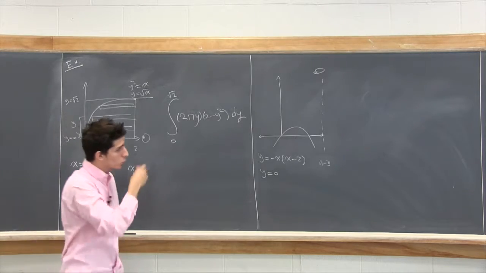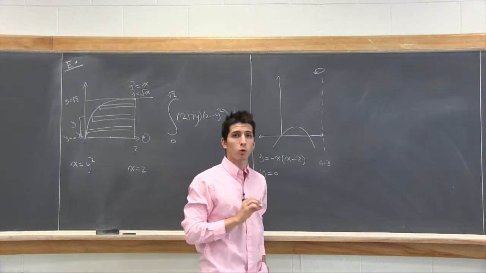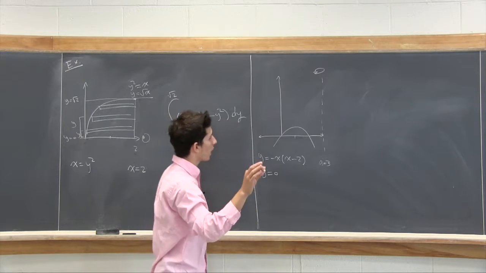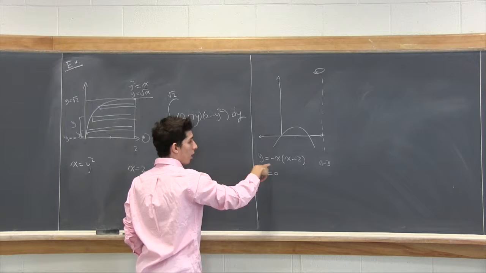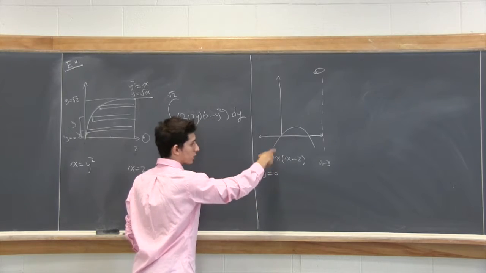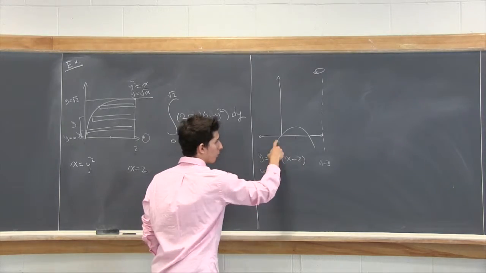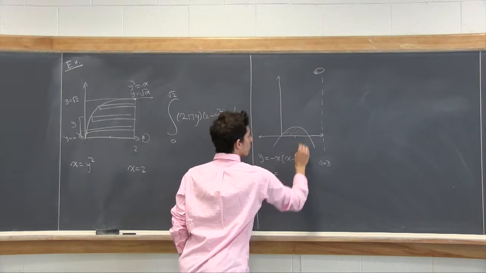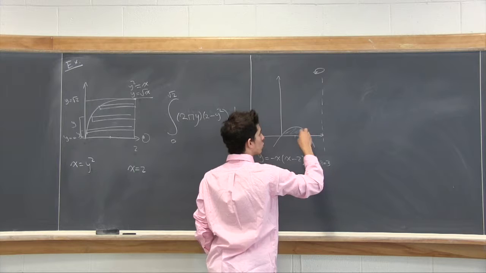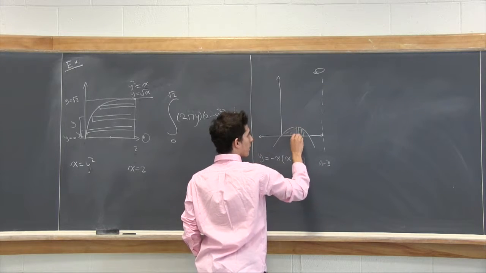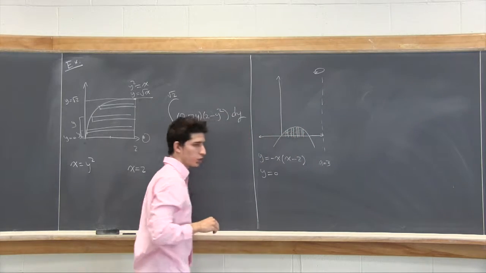Very simple. Let's do another example that's a little more subtle. So as always, we're going to draw our cross-sections. My axis of rotation is going like this. My functions, by the way, are y equals minus x times x minus 2, and y equals 0. So this is my region. My axis of rotation is at x equals 3. So my cross-sections are going to be like this, parallel to my axis of rotation.